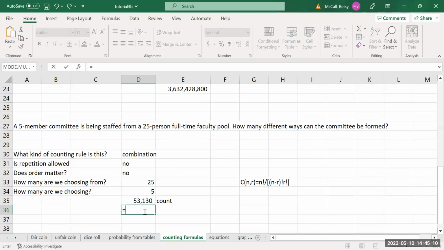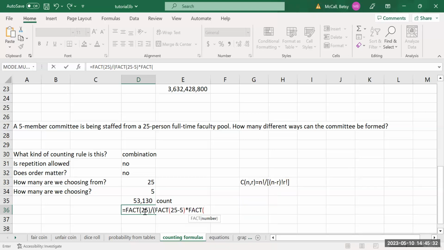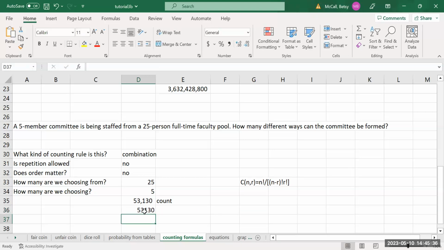And again, we can use the factorial formula if we wanted to. 25 factorial divided by, do be careful with the parentheses, fact of 25 minus 5, and then times, you do have to specify the multiplication explicitly, fact 5. And again, when you do it correctly, you'll get the same count that we had before.